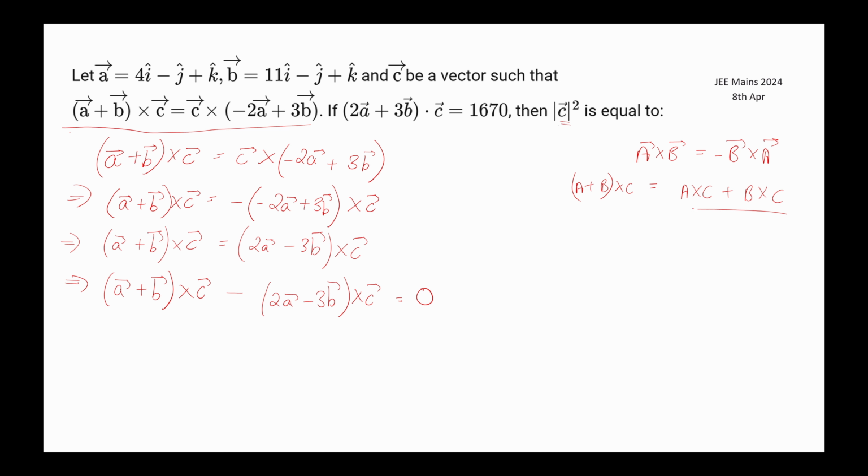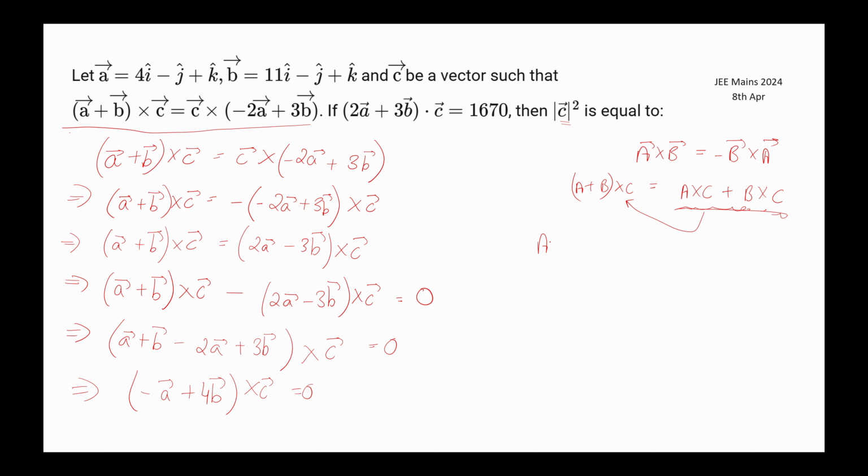So let us convert now our equation. We've converted it in this format. Now let us convert it in this format. So this would become A vector plus B vector minus 2A vector plus 3B vector, cross C vector is equal to 0. Upon solving this, what do we get? Minus A vector plus 4B vector cross C vector is equal to 0. Now we have to again look into properties.